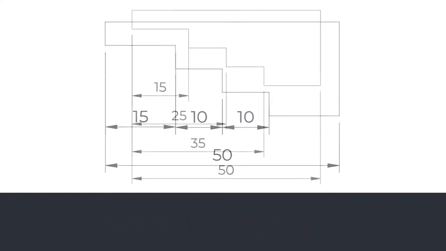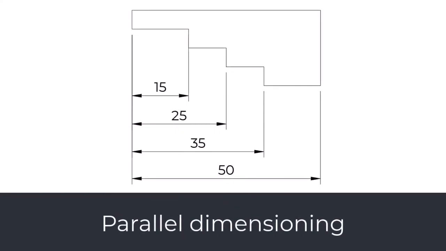Parallel dimensioning. In the parallel dimensioning method, all the dimensions originate from the same base. This method is commonly used for machine parts. Also, it is used when the size or feature should be controlled from a common reference plane and less tolerance buildup is desired.